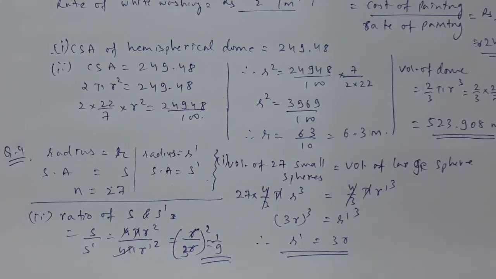Question number 10 I leave up to you. It is a simple question. Sphere, the volume of sphere is asked and diameter is given. First get radius and then put in the value 4 by 3 pi r cube. You will get your answer.